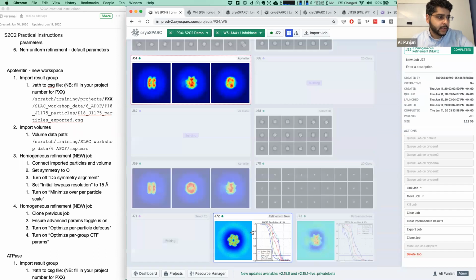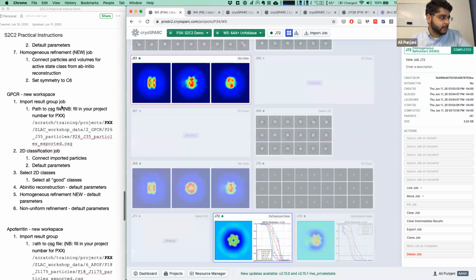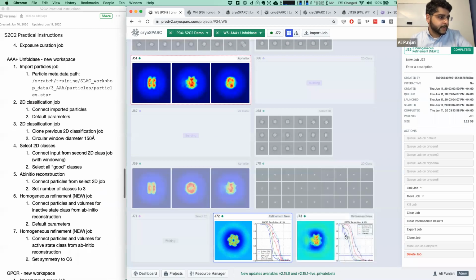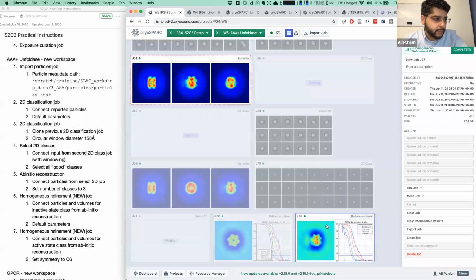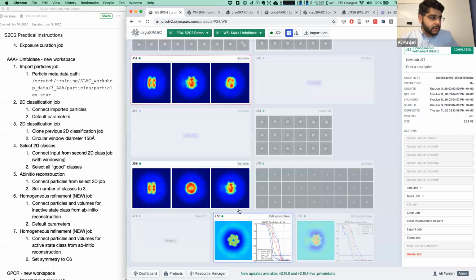Everyone should have started off according to the instructions that we were following before. 2 refinements, one for the inactive, symmetric, 6-fold symmetric state of the structure, and one for the active state of the structure, which is asymmetric. And what we're going to do now is just briefly look at those 2 refinements and see what we got.